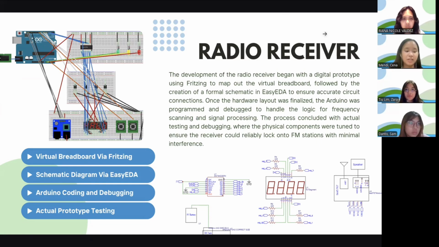The Arduino reads these inputs and sends the corresponding tuning commands to the TEA5767 FM module using I2C communication, where it acts as the master and transmits data through the SDA and SCL lines. That's it for our radio receiver.